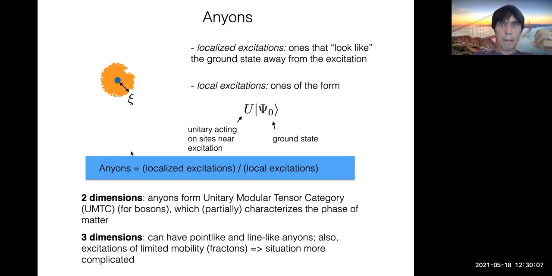Don't anyons only exist in 1+1 dimension? Anyons do not exist in systems in one spatial dimension. They exist in two and higher spatial dimensions. Okay, but only on lines? No, the anyons can exist anywhere in two-dimensional space.